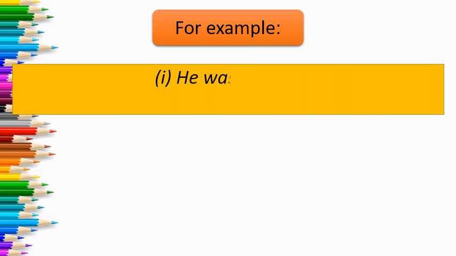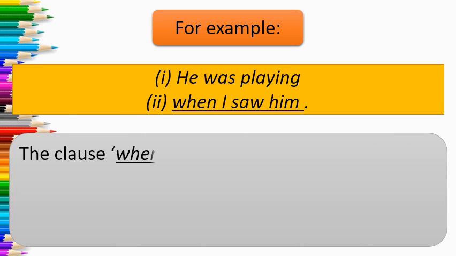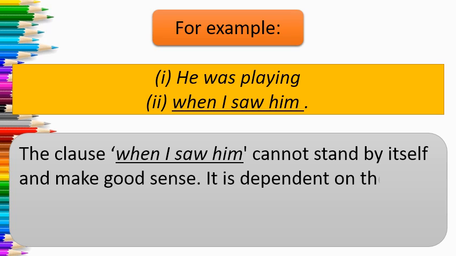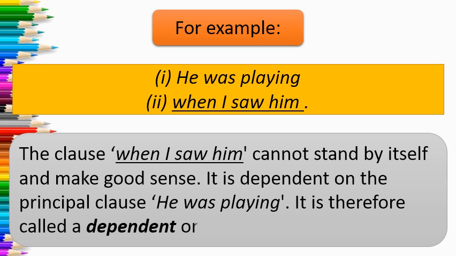So now let us see an example to clarify it. He was playing when I saw him. So here in the sentence, the clause when I saw him cannot stand by itself and make good sense. It is dependent on the principal clause, he was playing. It is therefore called a dependent or subordinate clause.